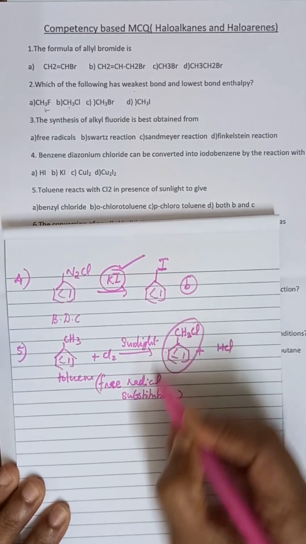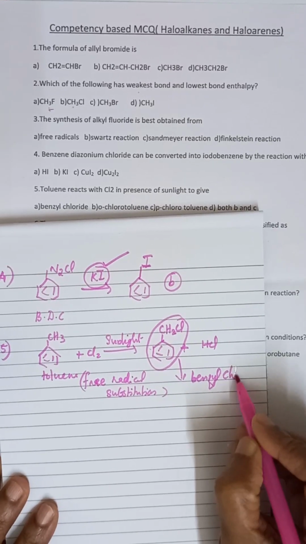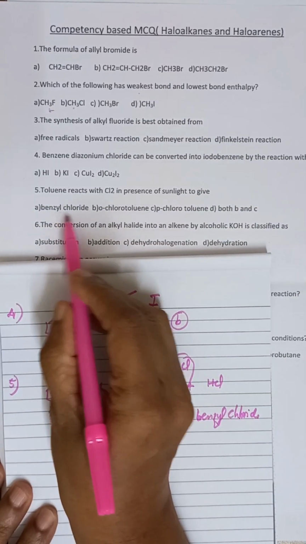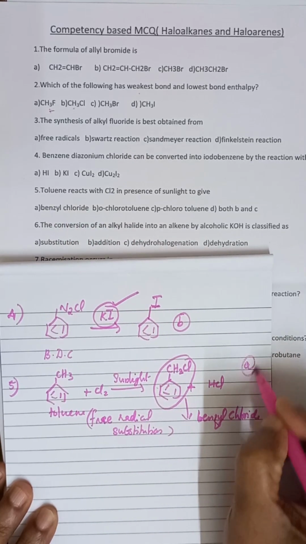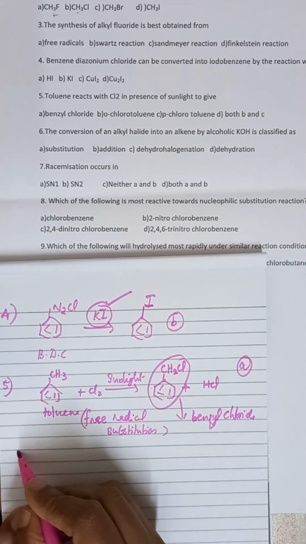So this is the compound formed, and this is called benzyl chloride. So option A is the answer. Option A is the answer. Now let's see the sixth question.